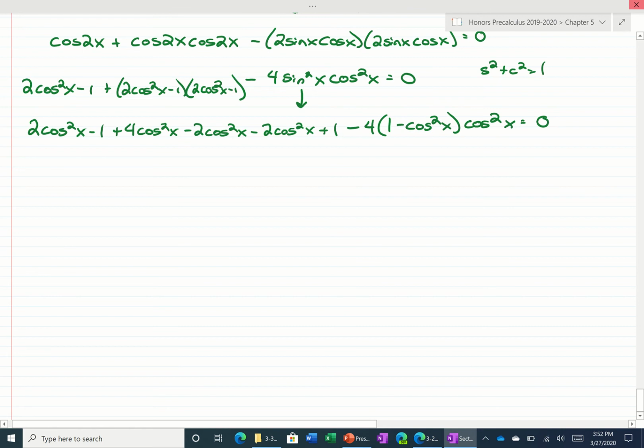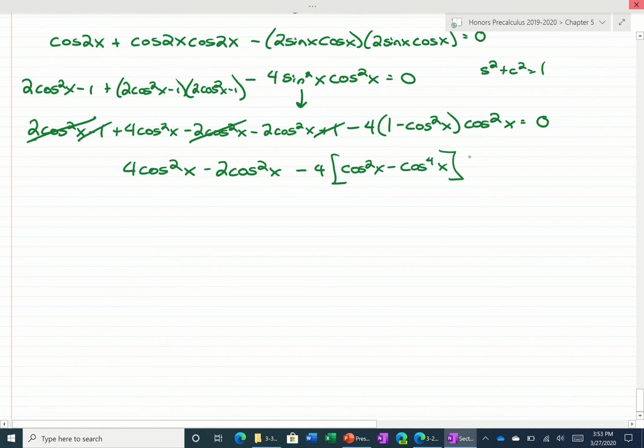2 cosine squared of x minus 2 cosine squared of x cancels. Negative 1 plus 1. So this would give us 4 cosine squared of x minus 2 cosine squared of x minus 4 times cosine squared of x minus cosine to the 4th of x. This would be 2 cosine squared of x minus 4 cosine squared of x minus 4 cosine to the 4th of x equals 0.